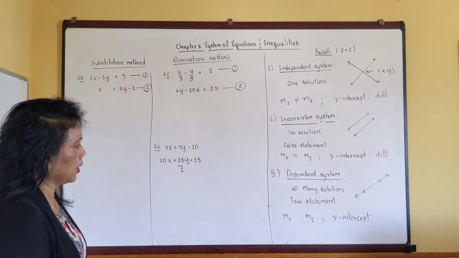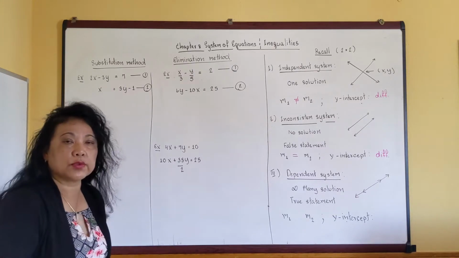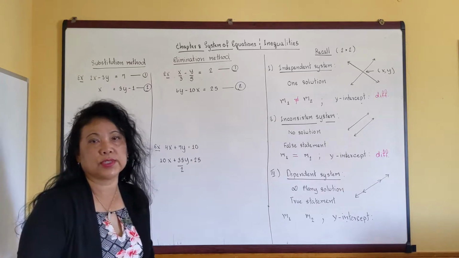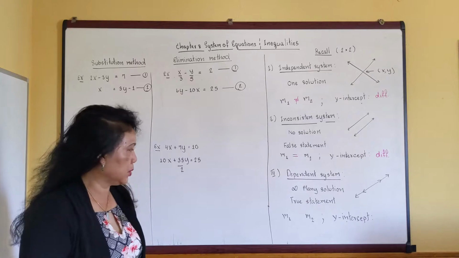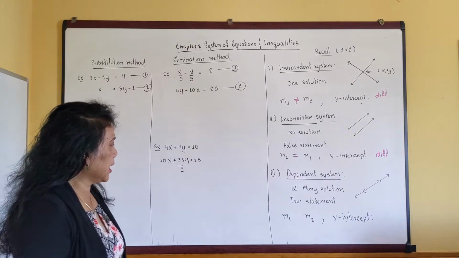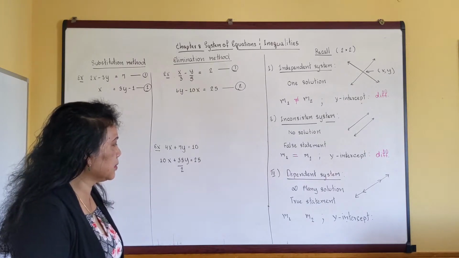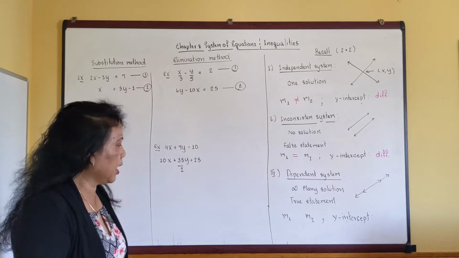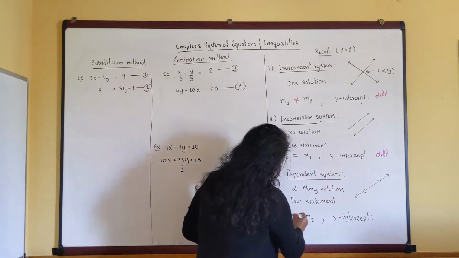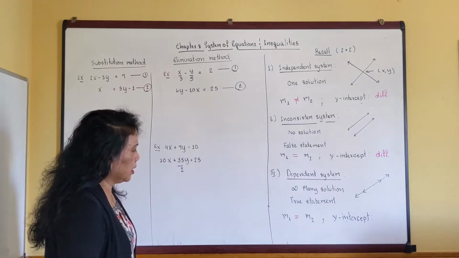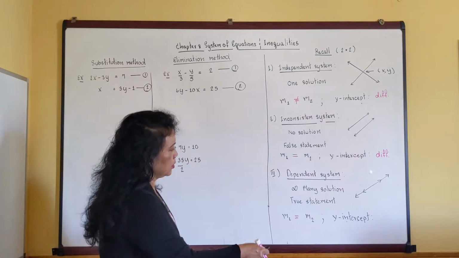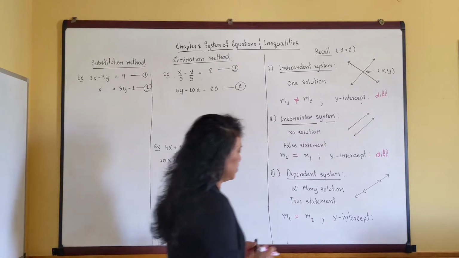So there are so many points on this graph. And if you solve the equation, you will have a true statement. For example, 0 equal to 0, 2 equal to 2. If that's the case, it's called dependent system. And they're on the same line. So the slope will be the same, right? The slope will be equal. And the y-intercept, if you draw a vertical line, is going to be the same.